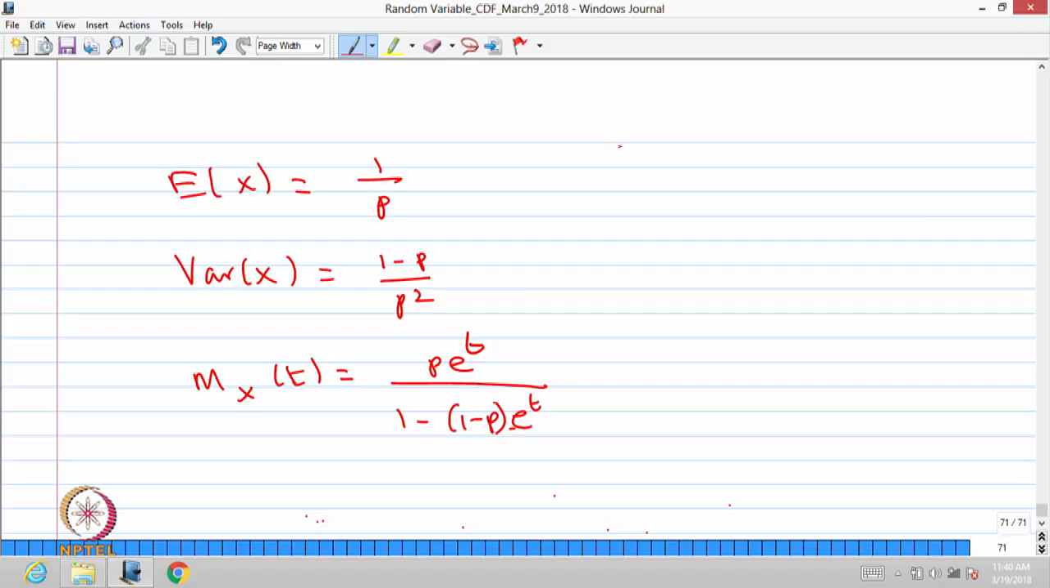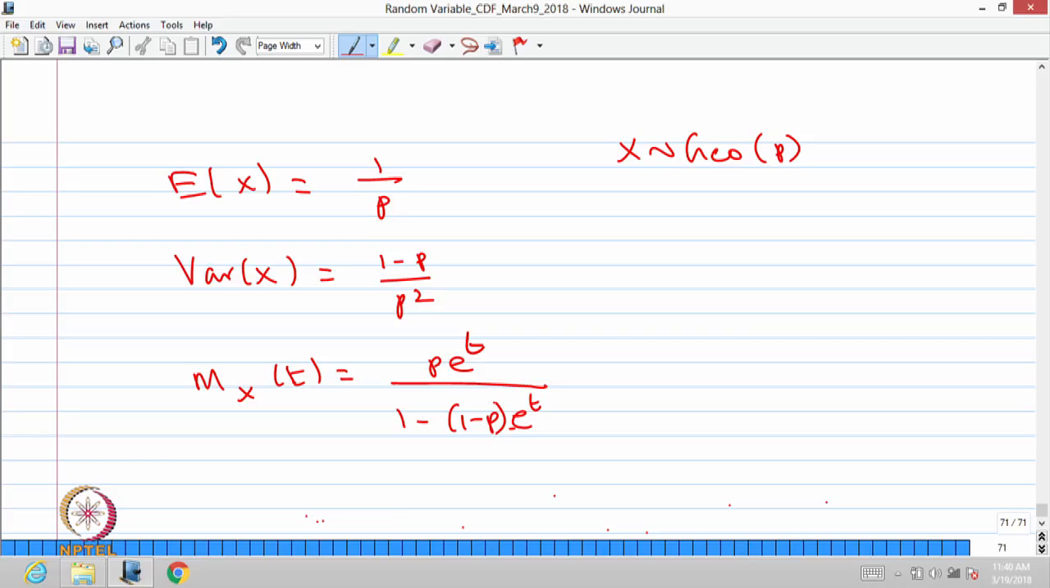So, in notation we use X follows geometric with the parameter p. When we say X tilde Geo(p), that means this is a geometric distribution with the parameter p, whose probability mass function is (1 minus p) power x minus 1 into p, where x takes a value 1 and so on.